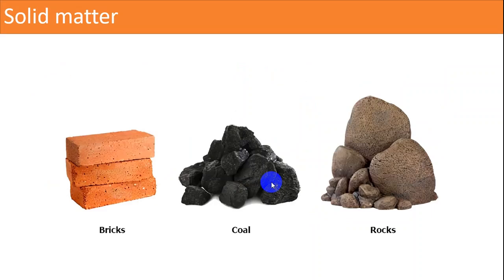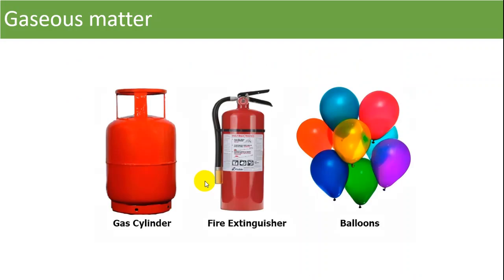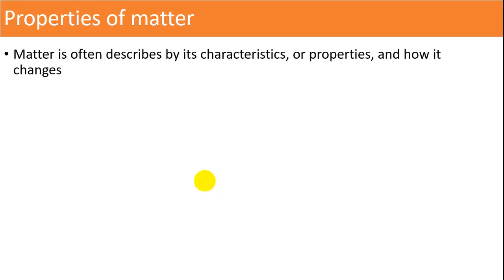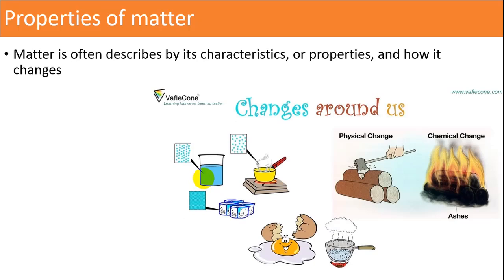This one is solid matter, like bricks and rocks. We have liquid matter, like this one also. We have gaseous matter, like a gas cylinder, a fire extinguisher, and also balloons. All of them are gaseous matter. So what are the properties of matter? Matter is often described by its characteristics or properties and how it changes from one phase to another.